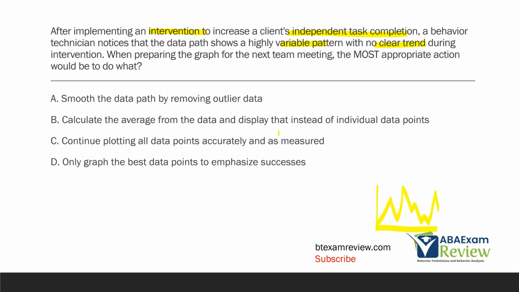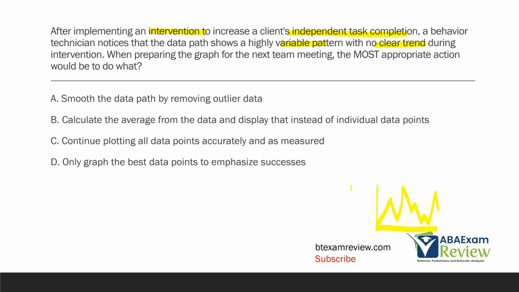B, calculate the average from the data and display that instead of individual data points. Again, no, we want to see exactly what's happening with the data. And so just taking the average of this highly variable pattern is going to give a misleading number or result for the behavior. C, continue plotting all data points accurately and as measured.